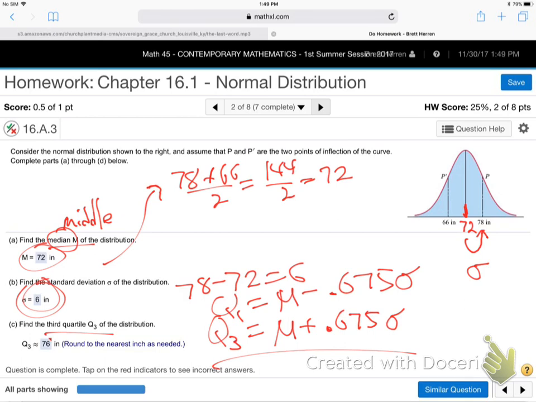Q1 is before halftime, right? Into the first quarter is before halftime. So that one is to the left of the middle. That's why it's minus. It's middle minus some. Whereas third quarter is after halftime. So that's why it's middle plus something.